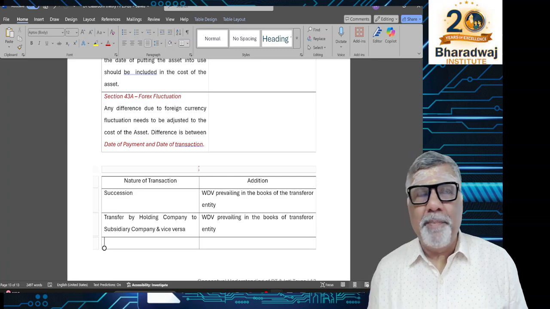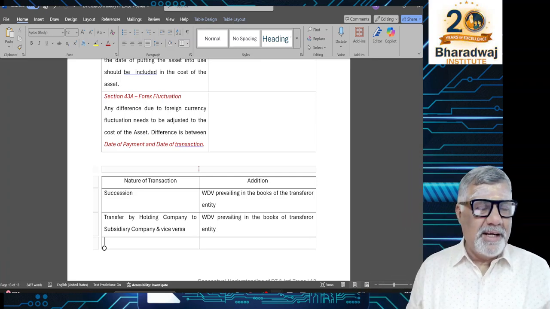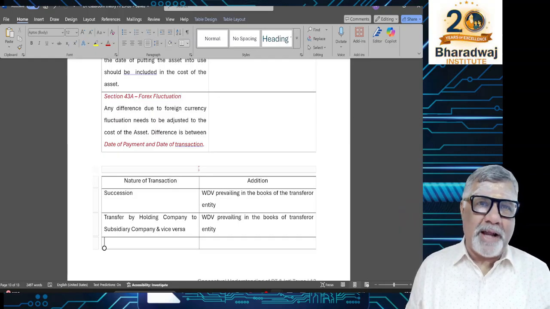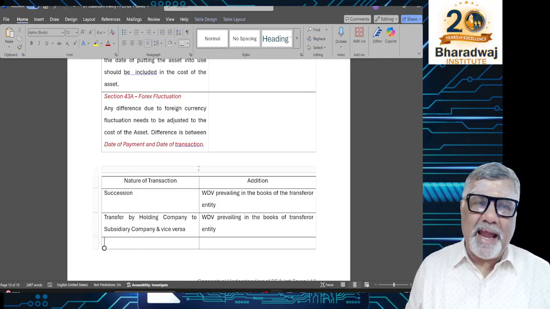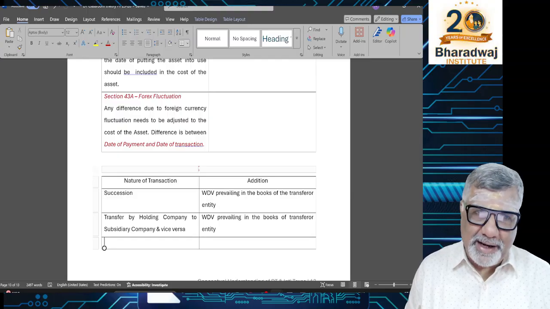So I have a building which I was using for past 5 years. Now the building value comes to somewhere 15 lakhs, but the market value of the building is 25 lakhs. I transfer it to my subsidiary company. Subsidiary company can record the value only as 15 lakhs and start claiming depreciation on 15 lakhs only.